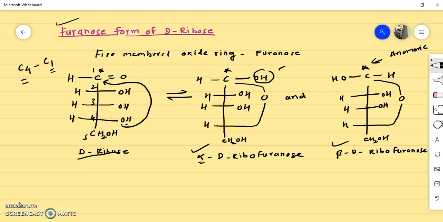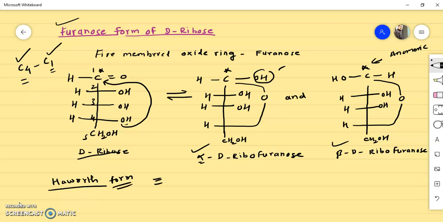What we have to do is the attack of the hydroxy group of C4 on the carbonyl carbon, that is C1, to form this oxide ring. Now as I said earlier, this oxide ring structure of alpha D ribofuranose and beta D ribofuranose in Fischer projection form doesn't look good. So to get a proper, good orientation of this molecule, we have to draw the Haworth form of alpha D ribofuranose and beta D ribofuranose. So we'll draw the Haworth form for this.